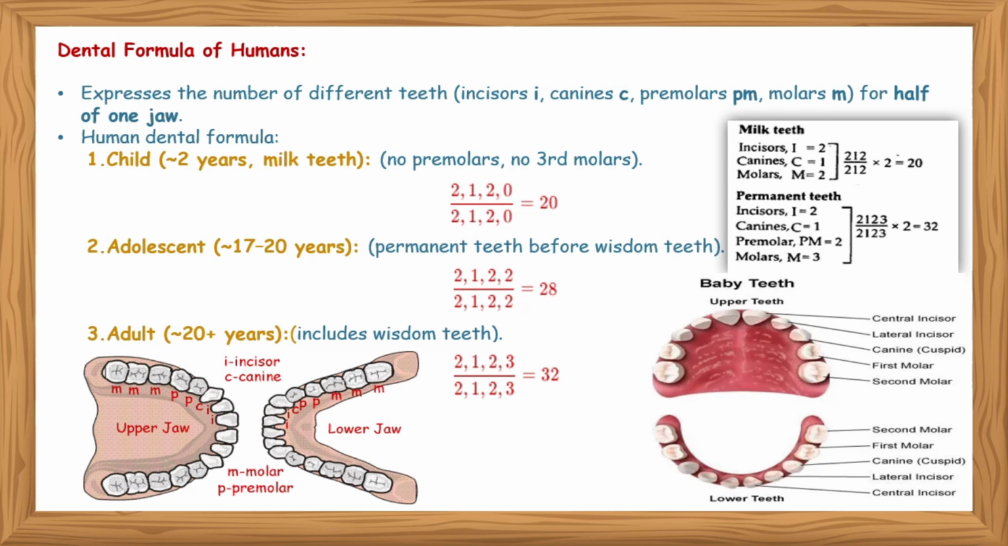In the case of adolescents, 17 to 20 years, permanent teeth before wisdom teeth, 2122, that means 28. And in the case of adults after 20 years, including wisdom teeth, they are 2123, meaning a total of 32 teeth.